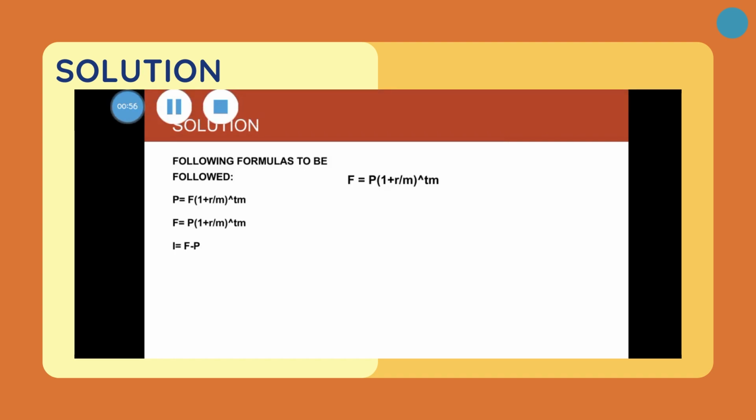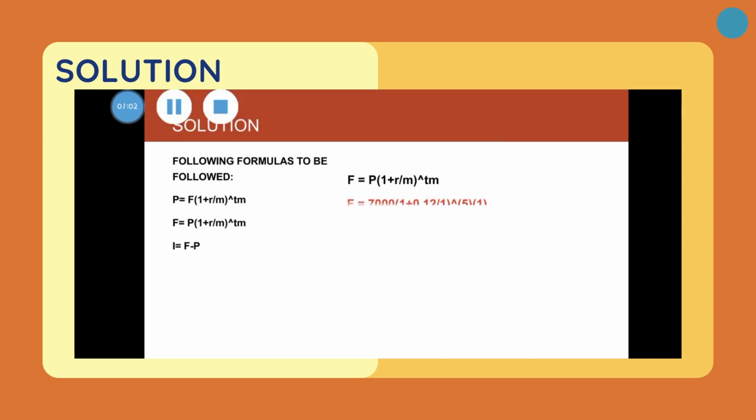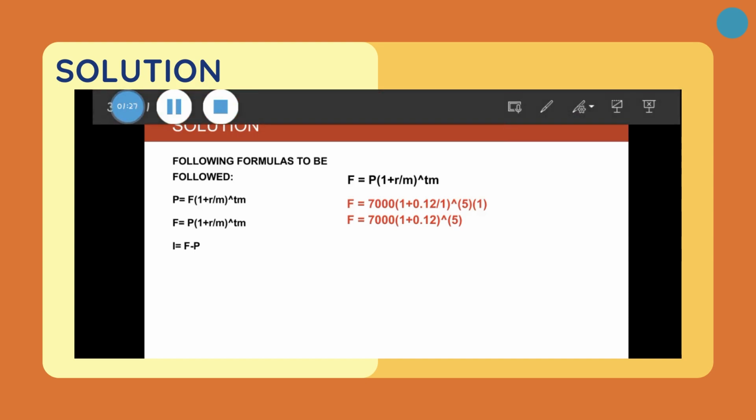Here is our formula that we're going to use, and we need to substitute the following given and apply it to the formula itself. Now, F is equal to 7,000 times 1 plus 0.12 over 1 raised to 5 times 1. We need to simplify it. Therefore, 7,000 times 1 plus 0.12 raised to 5. The value 1 is eradicated because if you multiply it by another number, the answer will be the same.